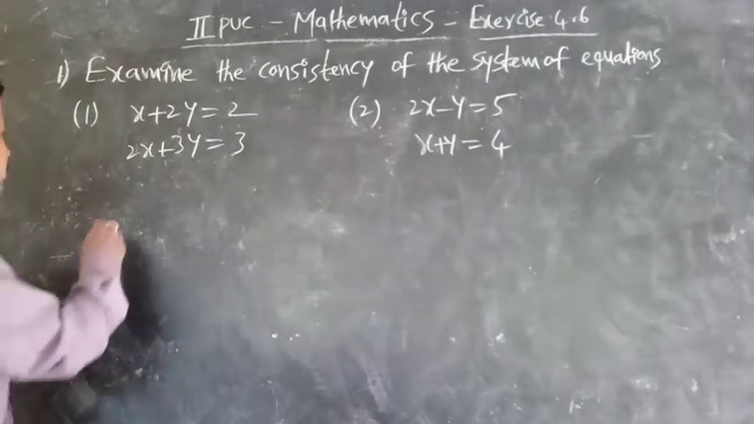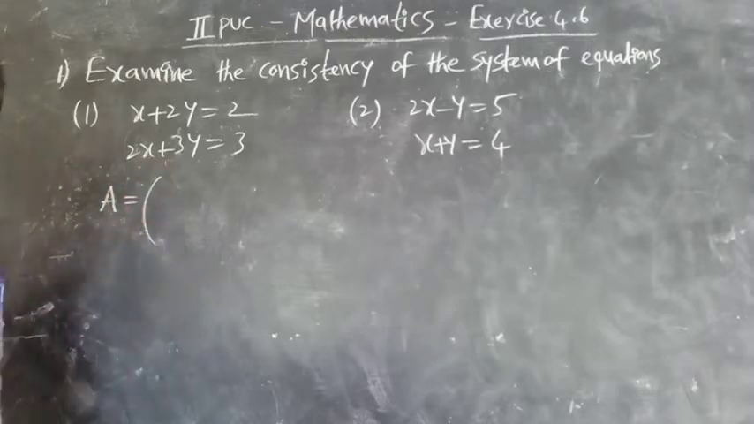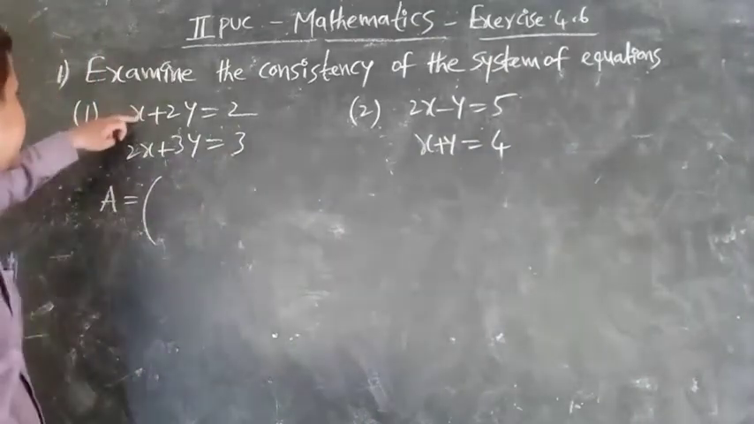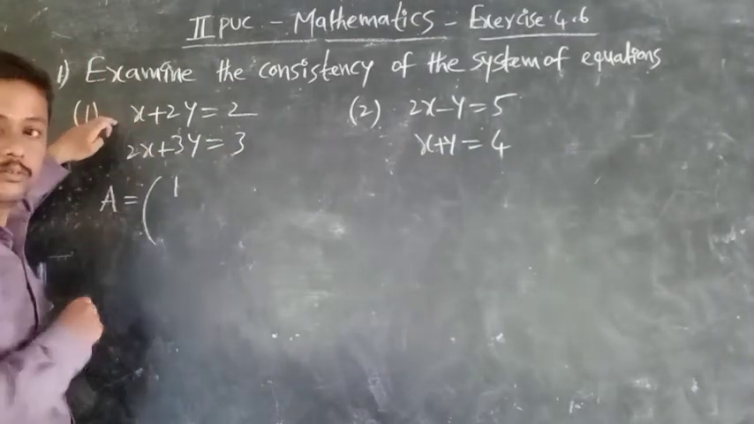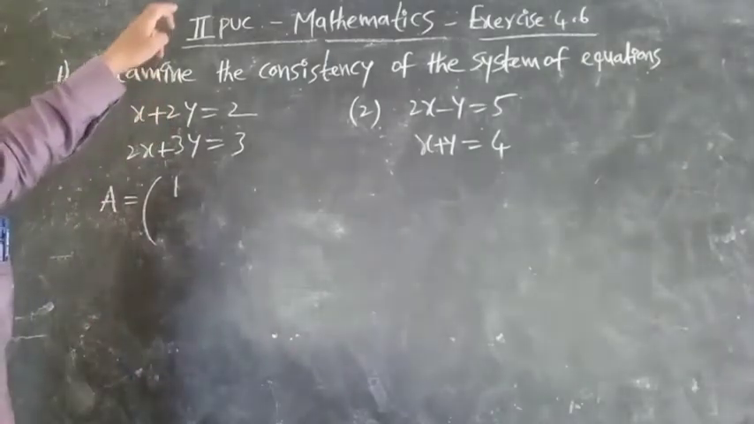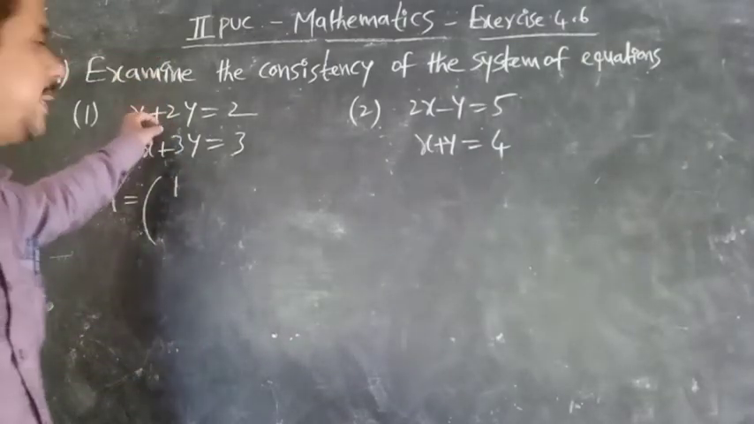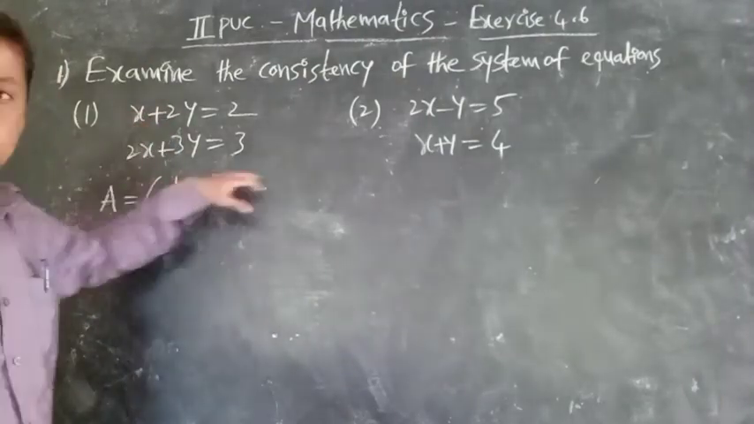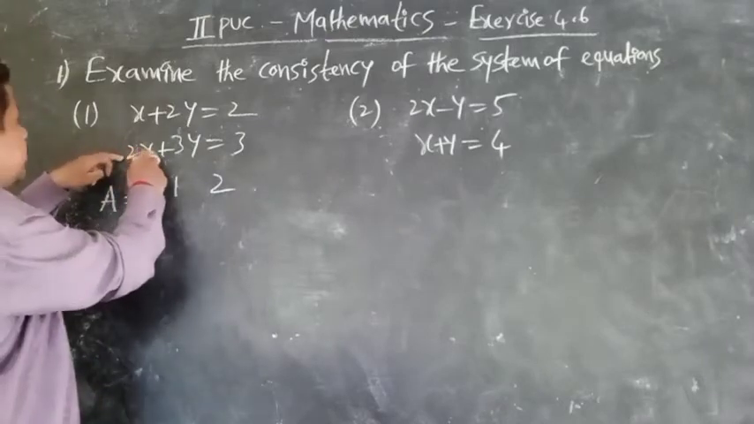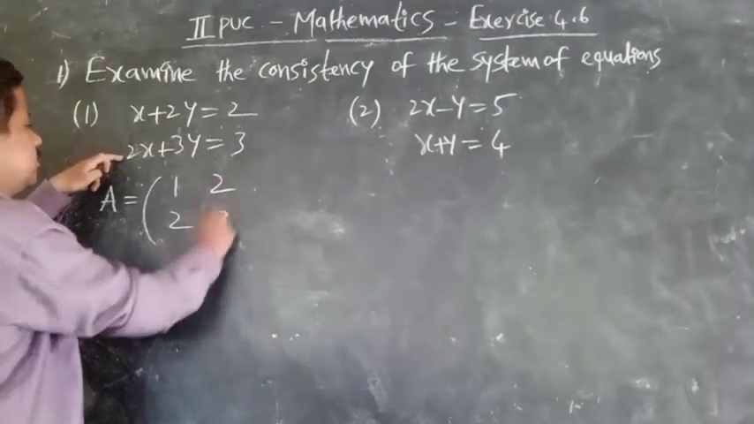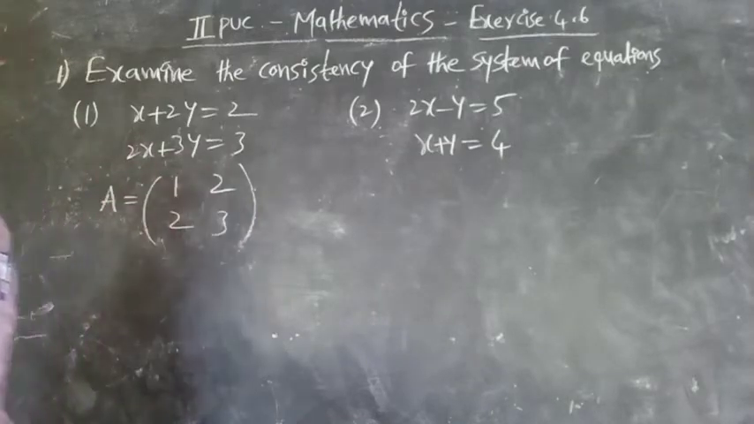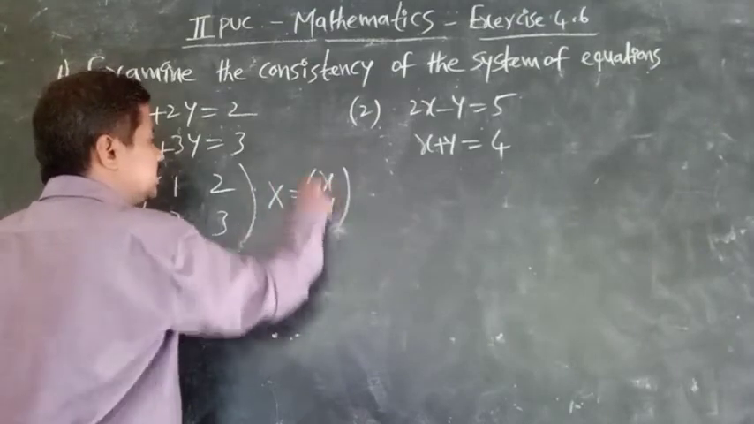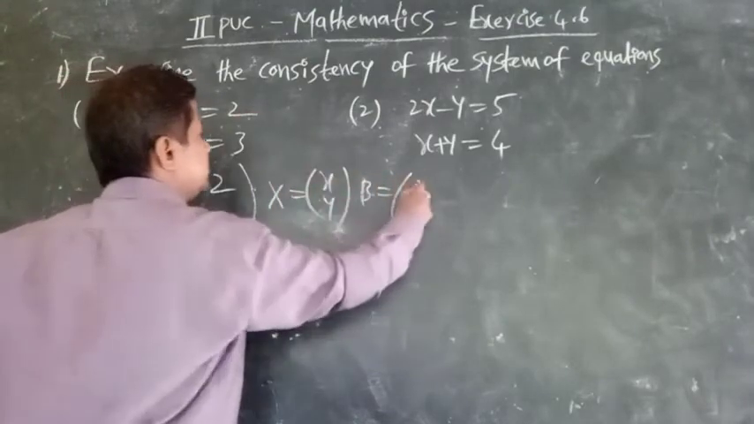First we have to write the A matrix. The x coefficient is 1 and the y coefficient is 2, so write down 1, 2 as the first row. Next, the x coefficient is 2 and the y coefficient is 3. So this is the A matrix. The X matrix has x, y, two variables only. The B matrix has 2, 3.